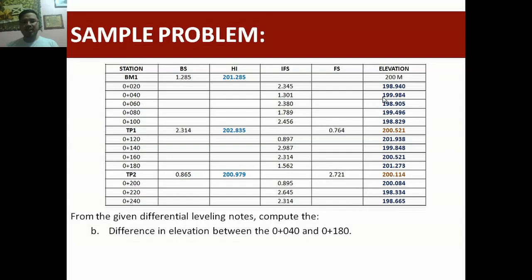So we have here 0+040, elevation of 0+040, and elevation of 0+180, so bigger minus smaller, so that will be DE. This elevation is 180 and 199 is 0+040, that one. So the answer is 1.289 meters. So that is our answer. Just minus lang, no, minus only.